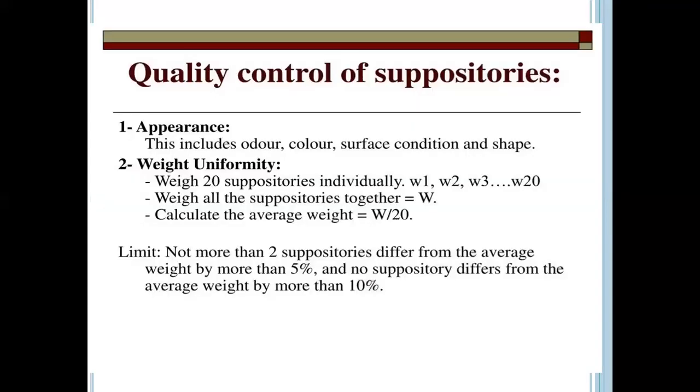Then the next point, quality control tests of suppositories. First one, appearance. Second one, weight uniformity. In the first one, appearance, as you know from the previous tests, whether it is a solution or suspension or emulsion, and I think we also discussed syrup, for their physical appearance: odor, color, and visual inspection, which come under physical characteristics. So in which odor, color, surface condition and the shape. We have to perform this test for quality control of the suppositories. So they are under appearance.